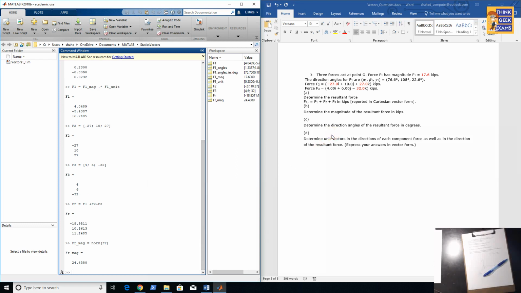And finally, we need the direction angles of the resultant force. So let's find the unit vector for FR. FR divided by FR magnitude will give me the unit vectors. And those are the cosines of the angles. So let's write out the angles. FR angles, small a, in rad is a cosine of FR unit. And that's the radians version of it.